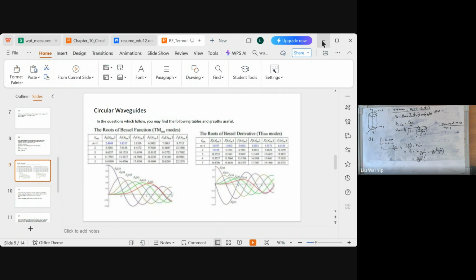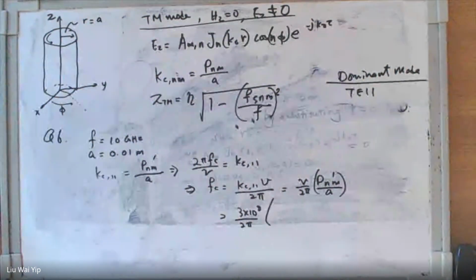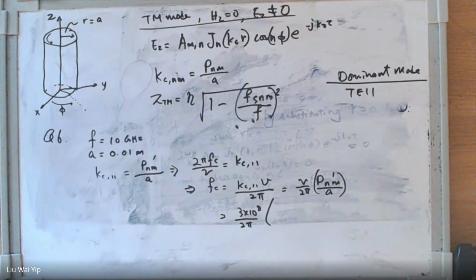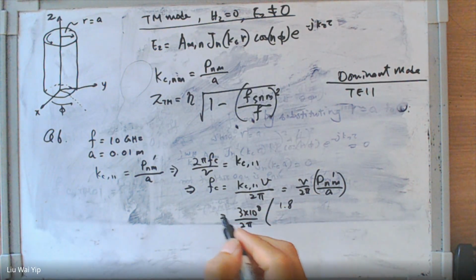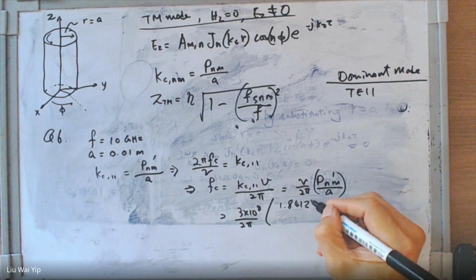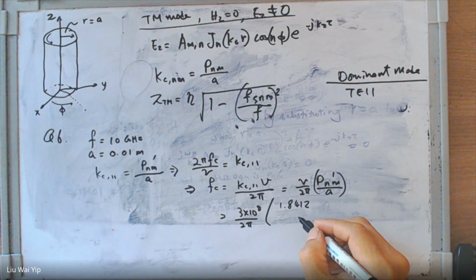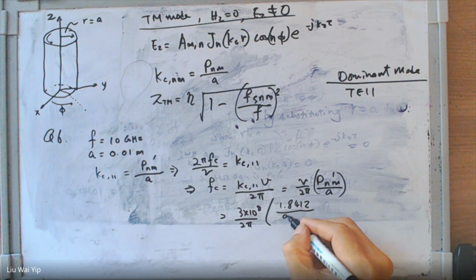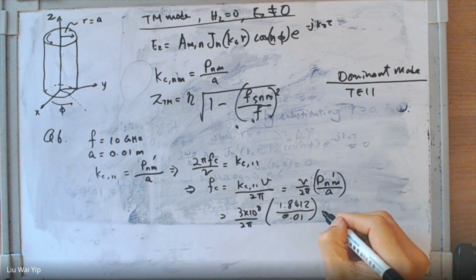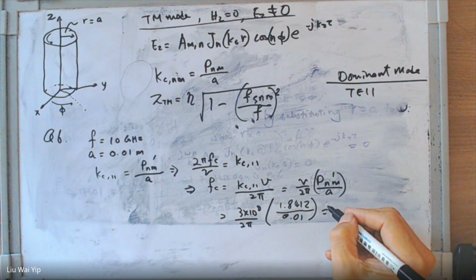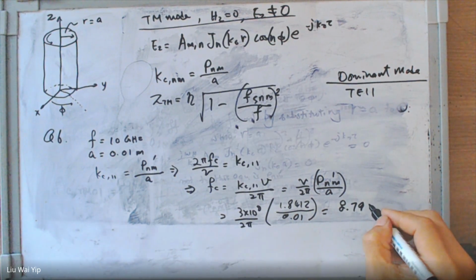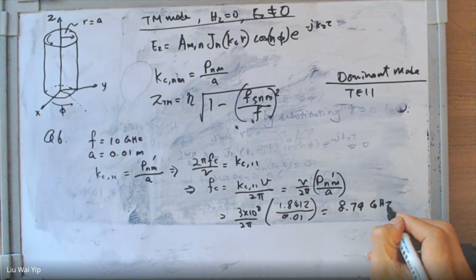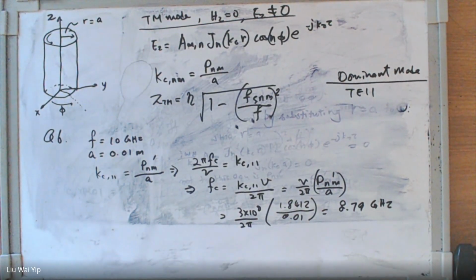Okay, so I'm going to stop the recording, stop the sharing. So we go back here and then we do a little bit of calculation. 1.8412 divided by a, 0.01. So if you calculate it, you get 8.79 gigahertz.